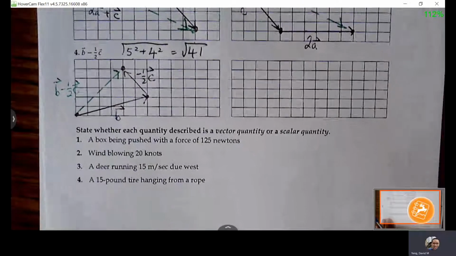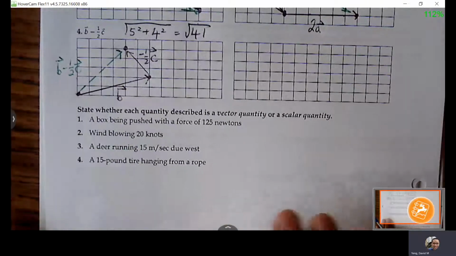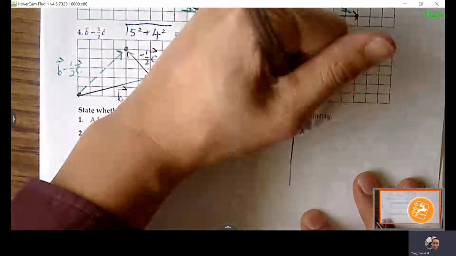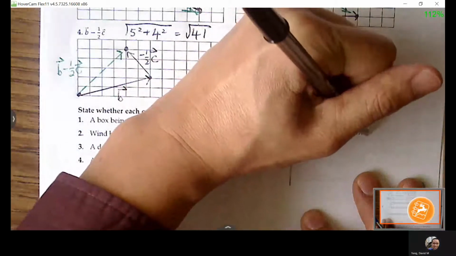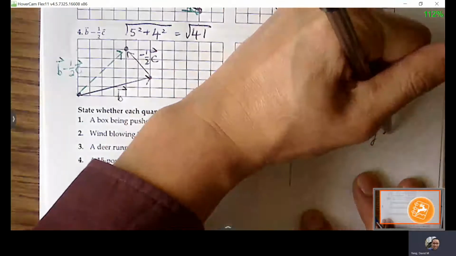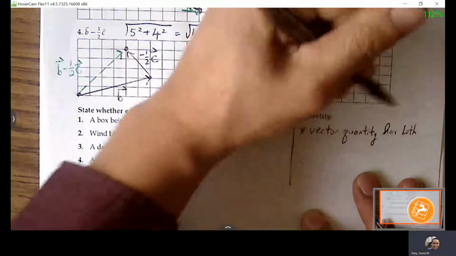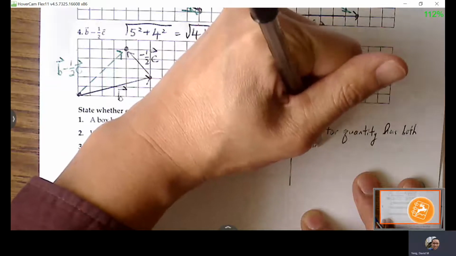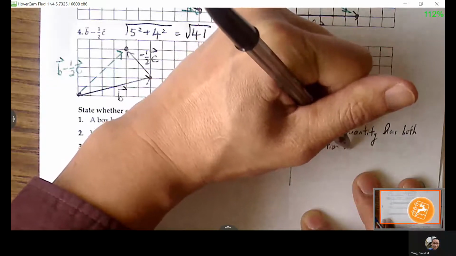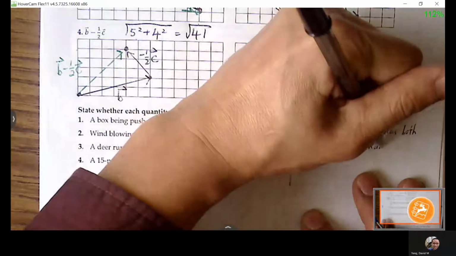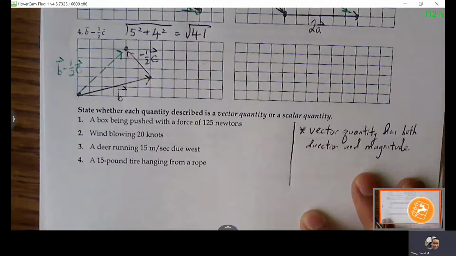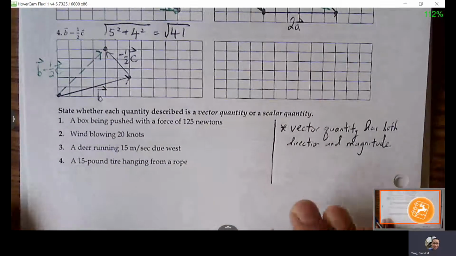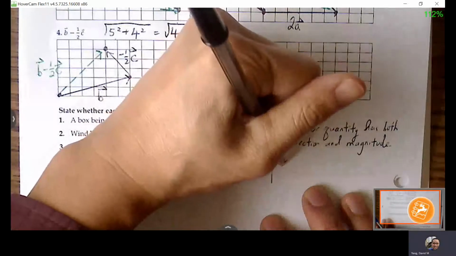Okay, now below here it says state whether each quantity described is a vector quantity or a scalar quantity. So I want to kind of differentiate between these two here. A vector quantity has both direction and magnitude. But a scalar quantity only has magnitude.